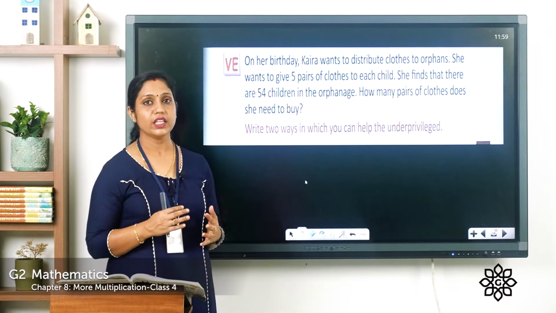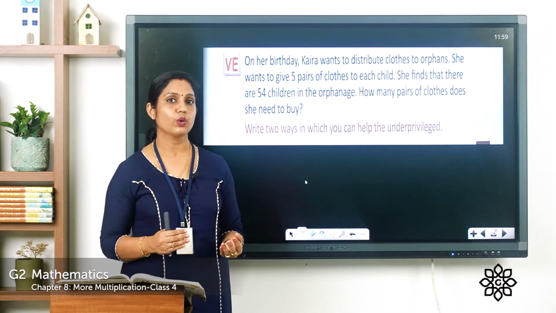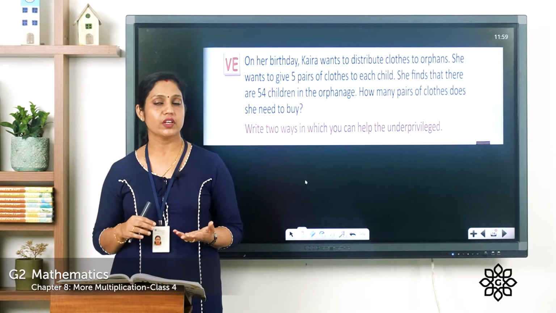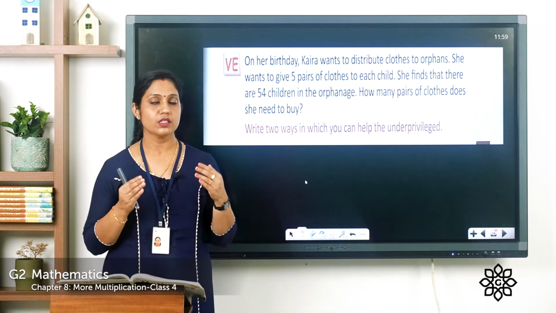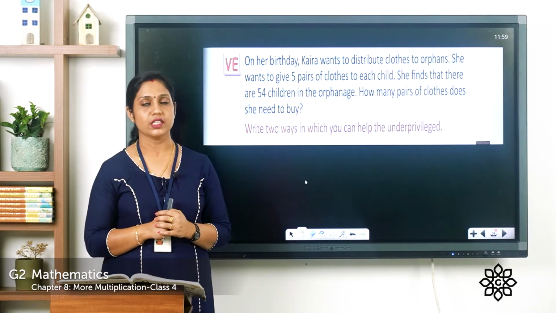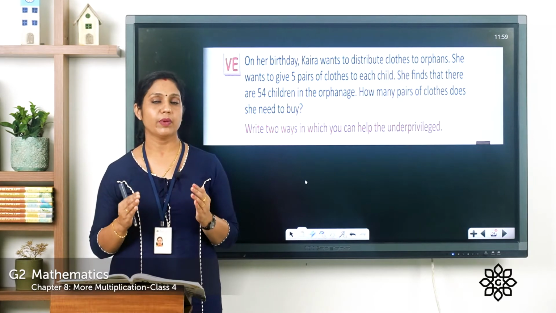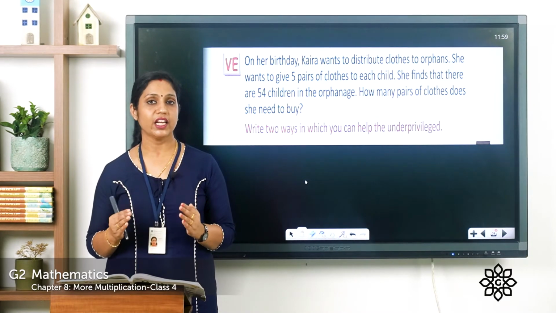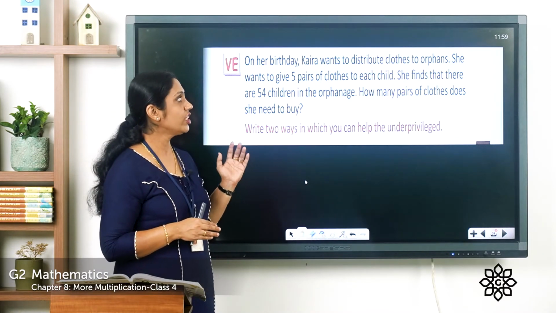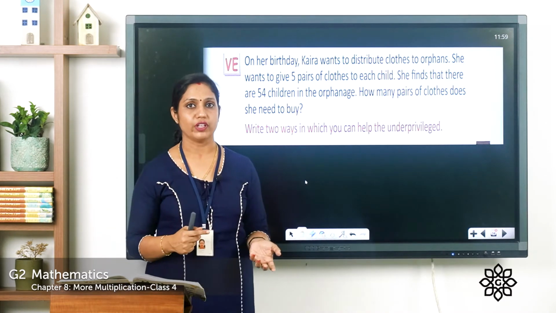Kara, on her birthday, wants to distribute clothes to orphans. So who is an orphan? The children who don't have parents, that is, who don't have mother and father. They are called orphans, and usually they are taken care of by organizations and they live in the orphanage. So this Kara wants to distribute clothes to orphans.